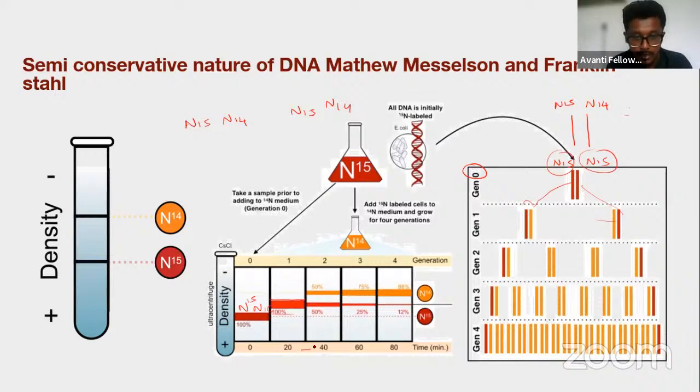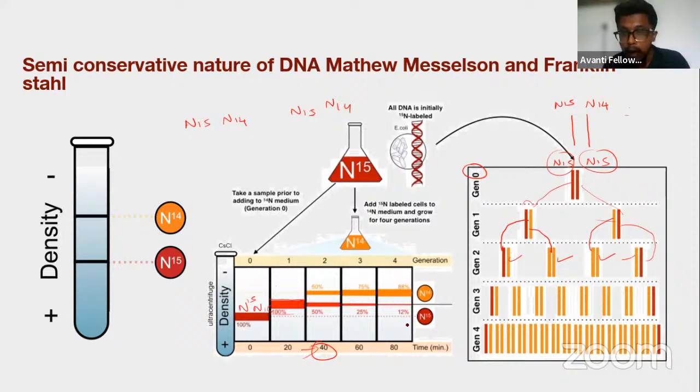Now I'll wait for another 20 minutes. At the 40th minute, I will go for another density gradient centrifugation. Now I will get two separate bands. What happened in the 40th minute? The old strands and the new strands get synthesized. This is the old strand and this is the new strand. Again, this is the parental strand and this is the new daughter strand.